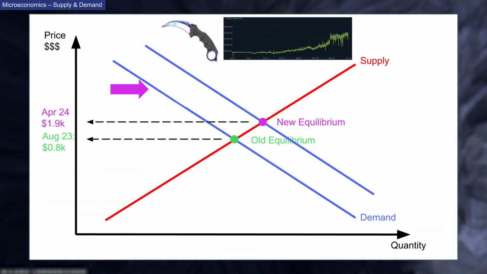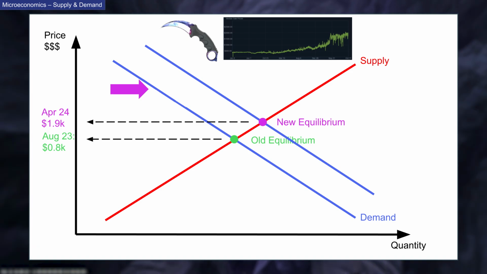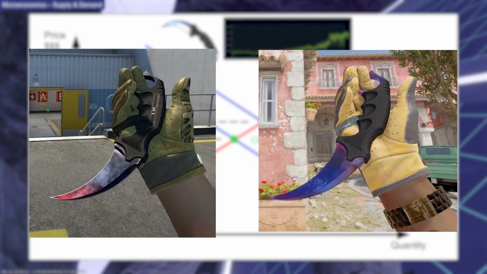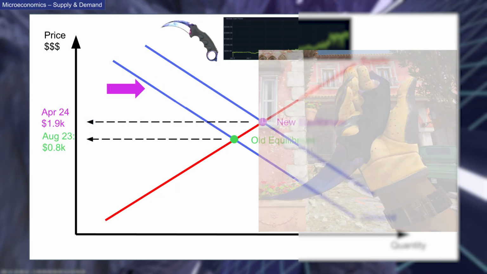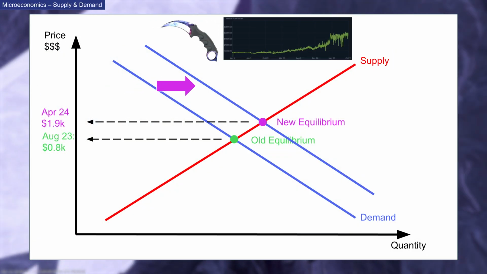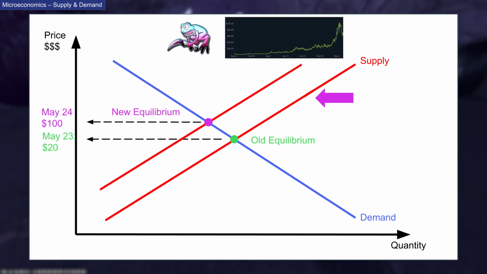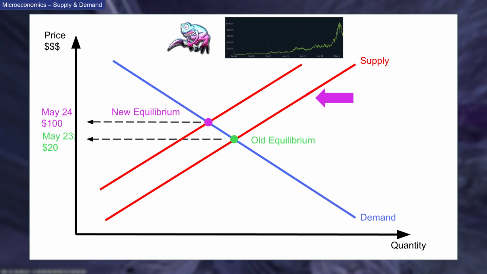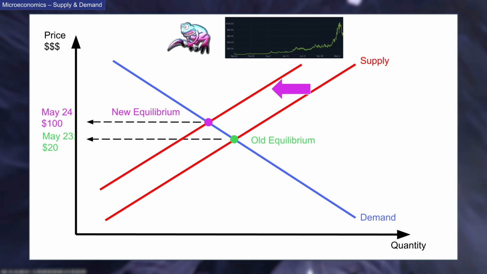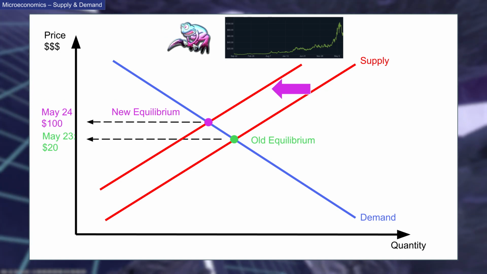When we have more demand of something, for example, when more people want the Doppler skins after the release of Counter-Strike 2 which made the skins look better, the prices shot up as we moved the demand line to the right. And using Poison Frog stickers as an example, as the supply of the stickers dwindled over time, which is represented by the supply moving to the left, their prices skyrocketed as well.